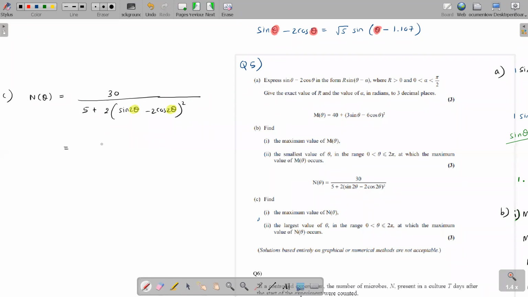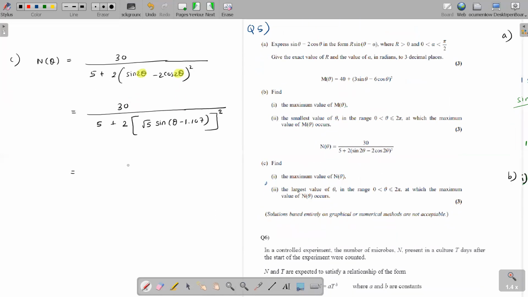So you get here 30 over 5 plus 2 times, so use a bracket here, you get root 5 sine theta minus 1.107, the whole thing square. Okay, whole thing square. So then we'll work on this 30 over 5 plus 2 times. So you know the square will affect everything inside here. So what happens with the root 5? Root 5 square gives you 5, right? And then sine, when you square it, you will get here sine square theta minus 1.107. Is that okay?